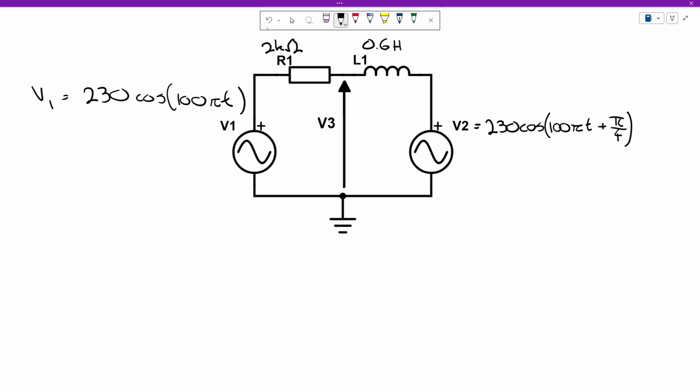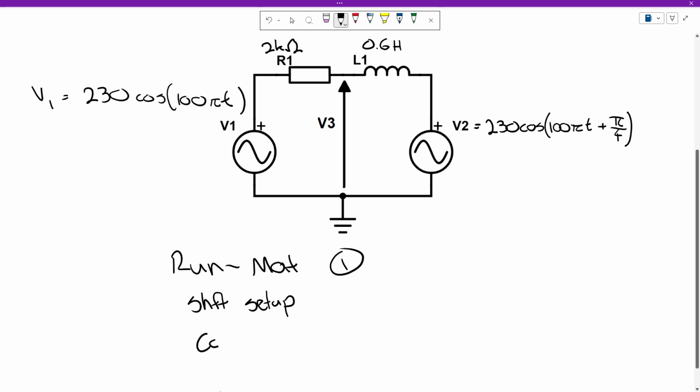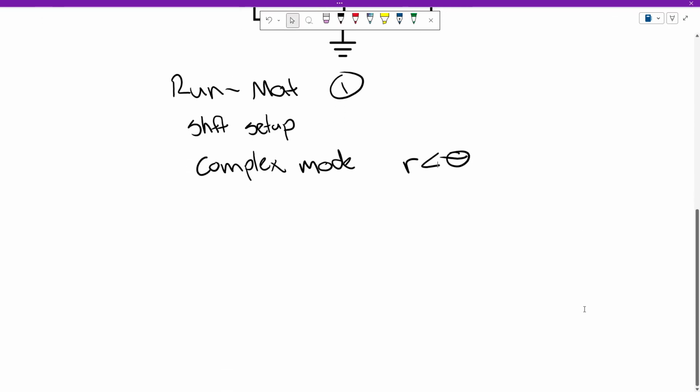The next thing you want to do is take your graphics calculator, go into Run Mat, or number 1, go Shift Setup, then go down to Complex Mode, and set that to R angle theta. What this will do is give you all of your answers with a length or a magnitude, and then the angle that is around the center point.